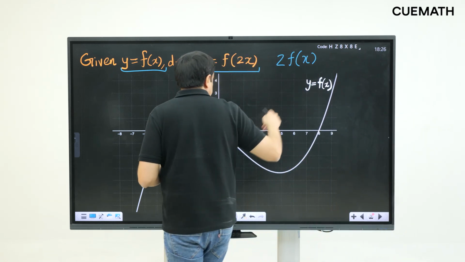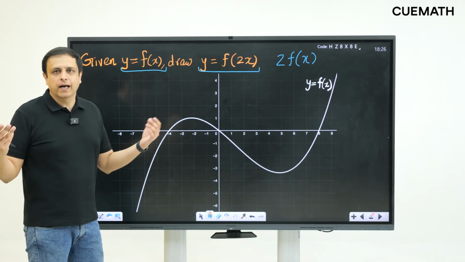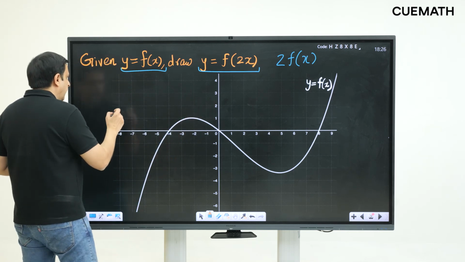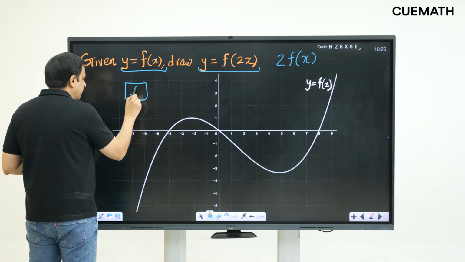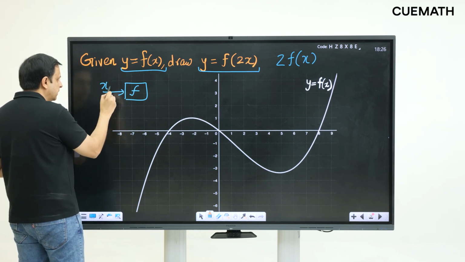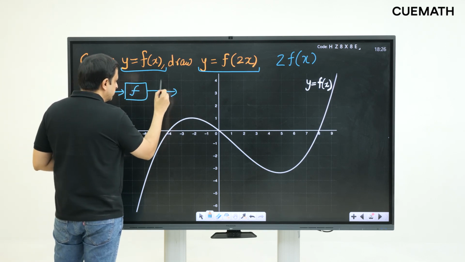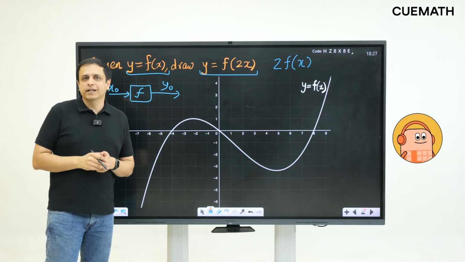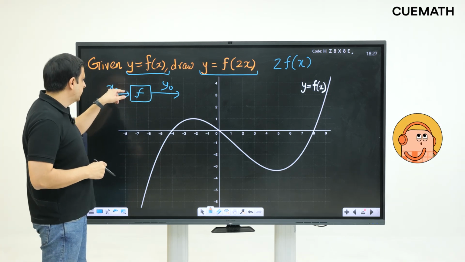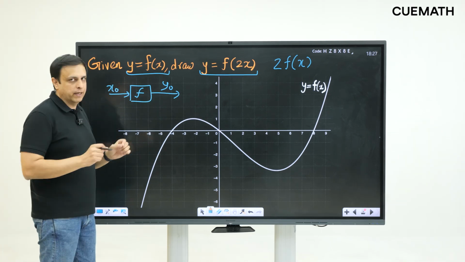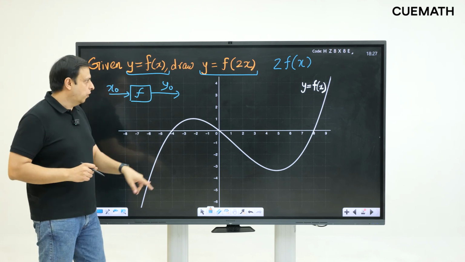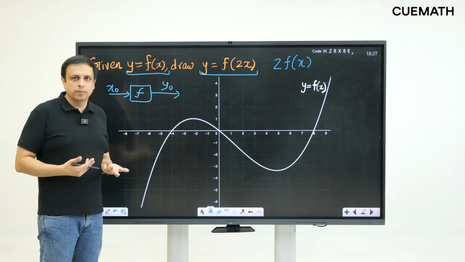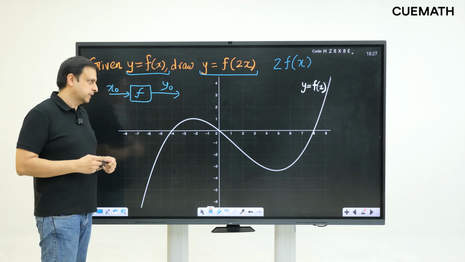So here's our function f of x. Let's think of it as a machine which takes some input to produce some output, and let's imagine that for some input x naught, this machine produces the output y naught. Now, what I want you to think about is what will this input output pair x naught, y naught transform to for this new function f of 2x?